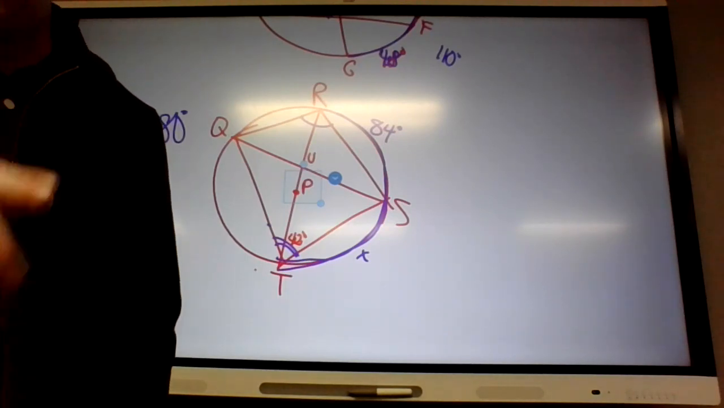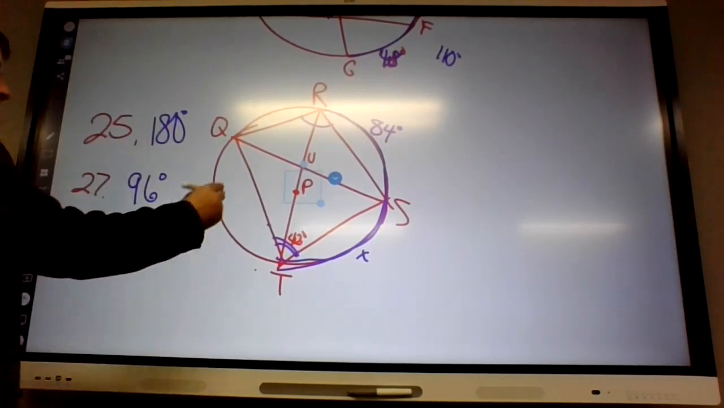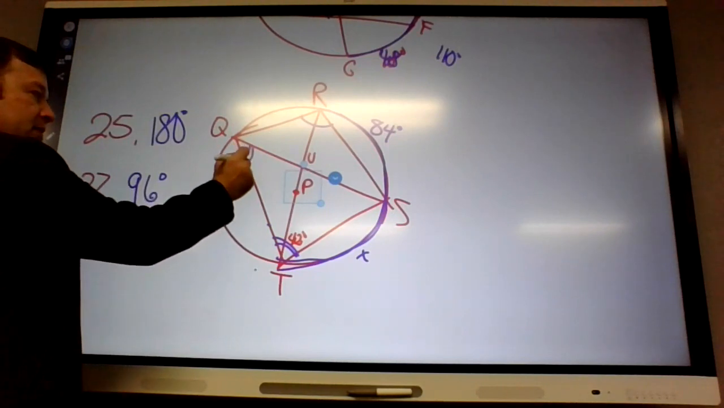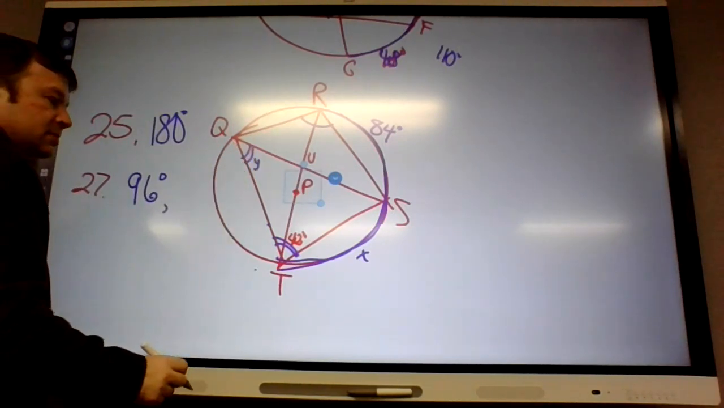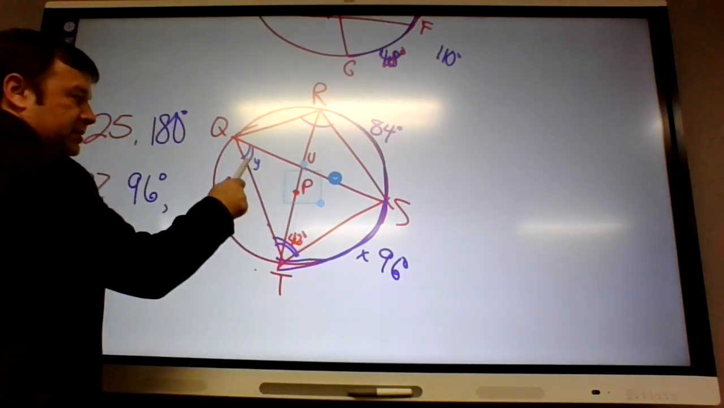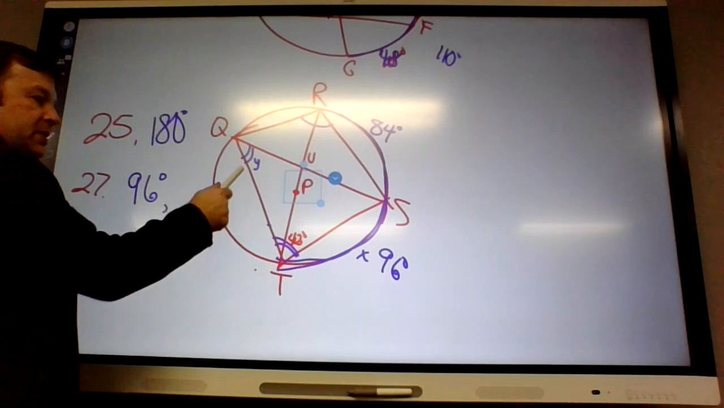And then the last of the Mohicans. Angle SQT, right there. Okay, I just found this to be 96. So what does that divide 96 by 2 to get the inscribed angle?